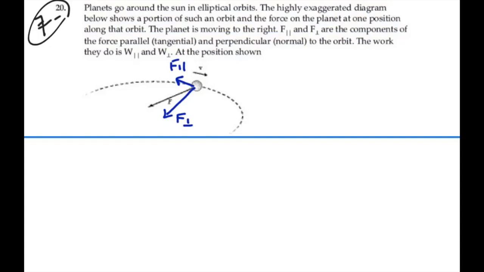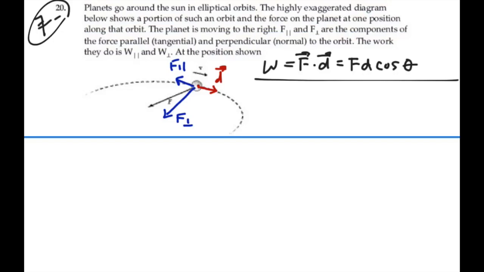And ultimately, this object is moving with a displacement along the orbit, like this. Well, we know that in general, work is equal to the dot product between the force and the displacement, which is the force times the magnitude of the displacement times the cosine of the angle between these two vectors.